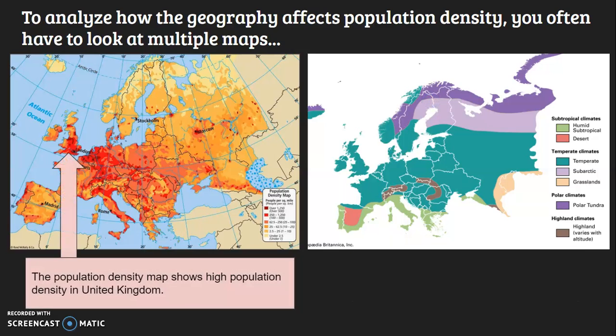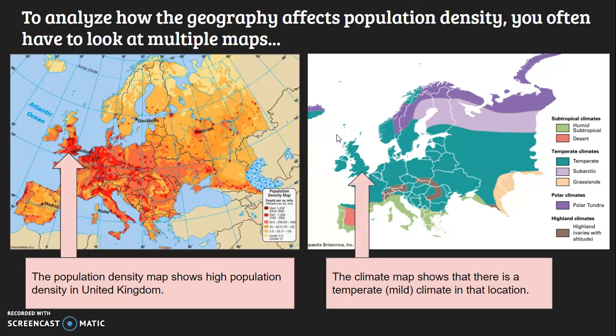Now let's look back at the population density map, and let's look at the United Kingdom. We might notice that the United Kingdom has high population density. Again, what can explain that? If we look at the climate map, we're going to notice that there is a temperate or mild climate in that location. It's neither too hot, nor too cold.